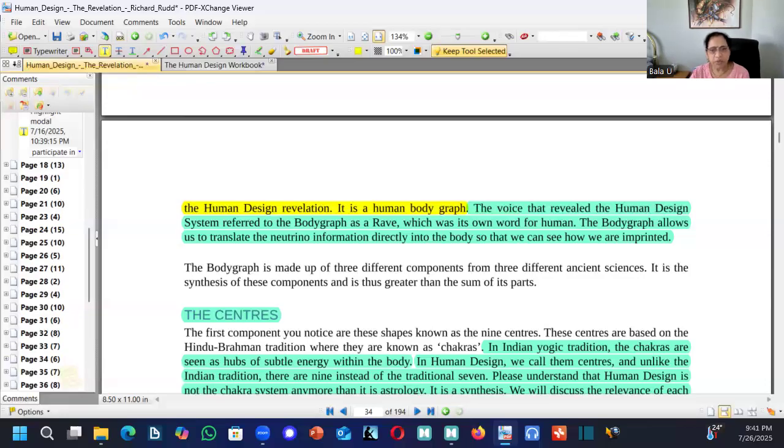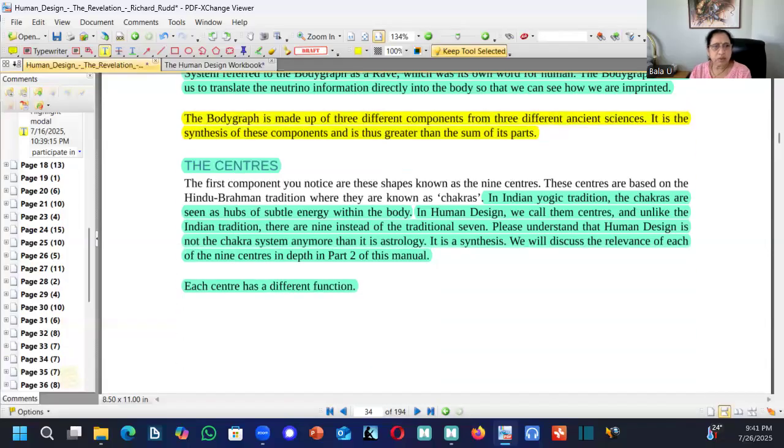Very interesting. The body graph is made up of 3 different components from 3 different ancient sciences. It is the synthesis of these components and is thus greater than the sum of its parts. The centers. The first component you notice are these shapes known as the 9 centers. These centers are based on the Hindu Brahman tradition, where they are known as chakras. In Indian yogic tradition, the chakras are seen as hubs of subtle energy within the body. In human design, we call them centers. And unlike the Indian tradition, there are 9 instead of traditionally 7. Please understand that human design is not the chakra system any more than it is astrology. It is a synthesis. We will discuss the relevance of each of the 9 centers in depth in part 2 of this manual. Each center has a different function.